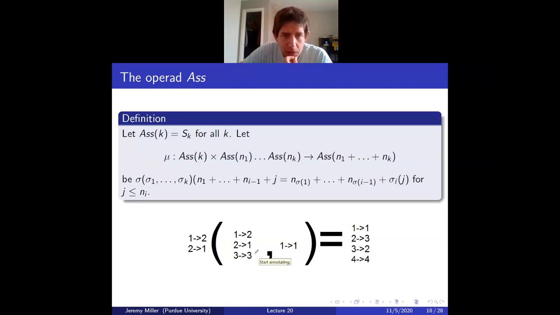Now I'm confused. Problem. Oh, sorry. Oh, yeah, sorry. I'm writing this. This is the permutation: 1 goes to 2, 2 goes to 1. And oh, okay. Yeah, no, this is right.